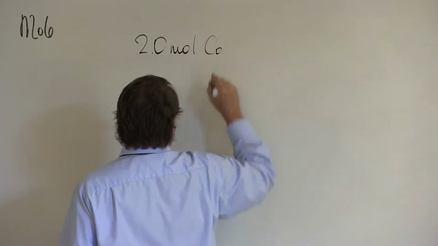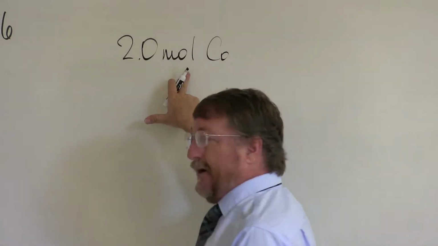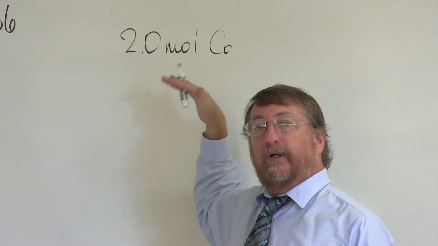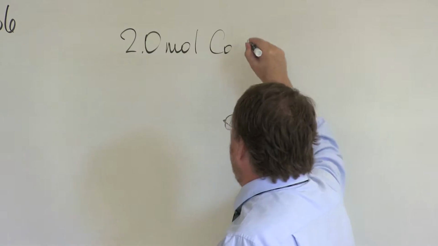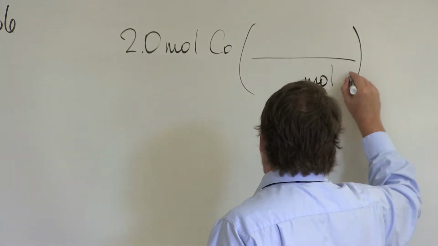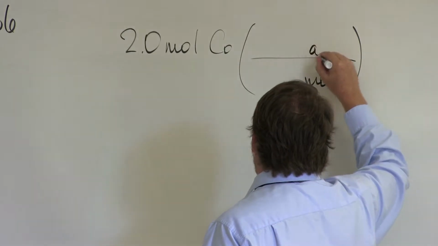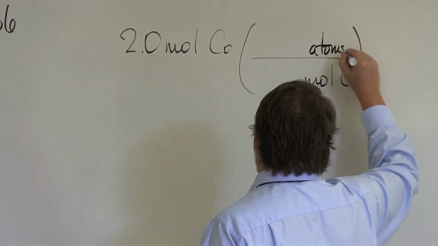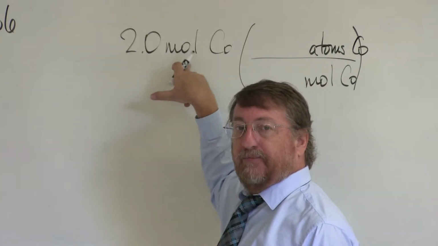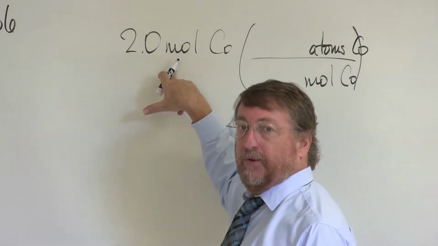First one is going to be 2 moles of cobalt. Doesn't matter what the mass of the cobalt is, because 2 moles is always going to be 2 times Avogadro's number. So we're going to use dimensional analysis. I'm going to have moles of cobalt on the bottom, atoms of cobalt on top. I want to know how many particles, how many atoms of cobalt are in 2 moles.